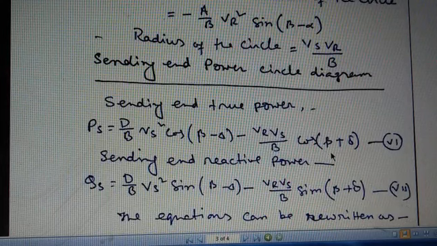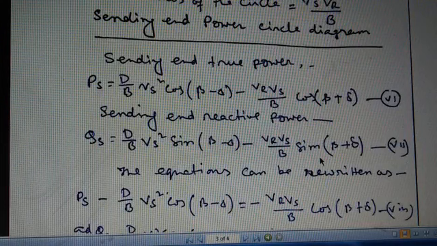Now the sending end power circle diagram. The circle drawn with the sending end true and reactive power components as the horizontal and vertical coordinates is known as the sending end power circle diagram. A similar procedure can be followed for determining the data required to draw the sending end power circle diagram for a long transmission line.